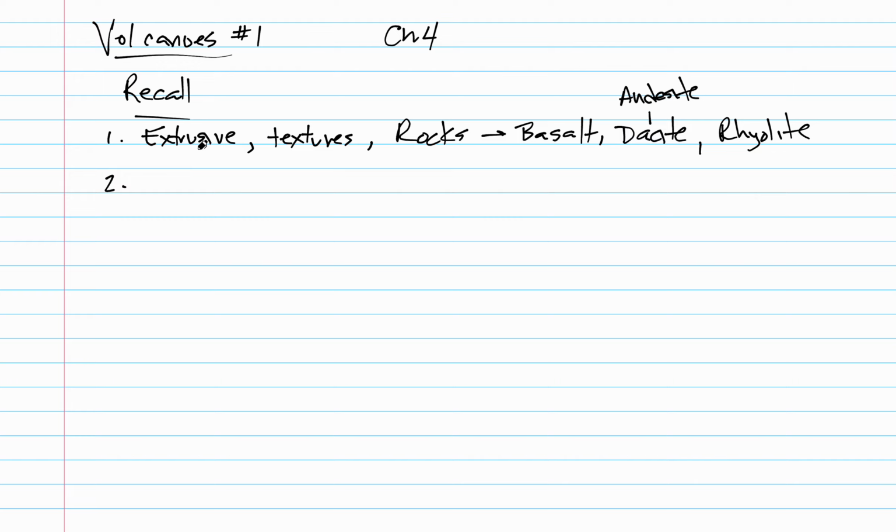The second thing you need to recall is the definition of the word viscosity. That is resistance to flow, and it's controlled by molecule length. Viscosity is huge for volcanic eruptions. The explosive, dangerous ones are high viscosity. The gentler ones have low viscosity magmas.